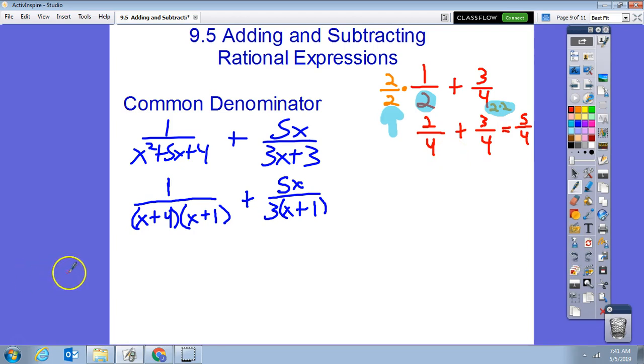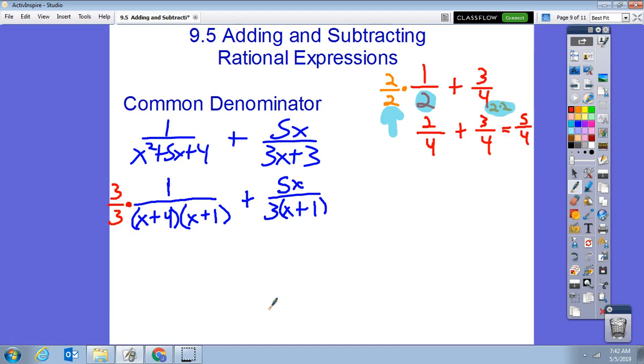So look at the one on the left. It has an x plus 4 and an x plus 1. What does this one not have that this one does have? This one has a 3, this one does not. So we're going to multiply by a 3 on the top and a 3 on the bottom to get it to be a 3 just like the other denominator has.